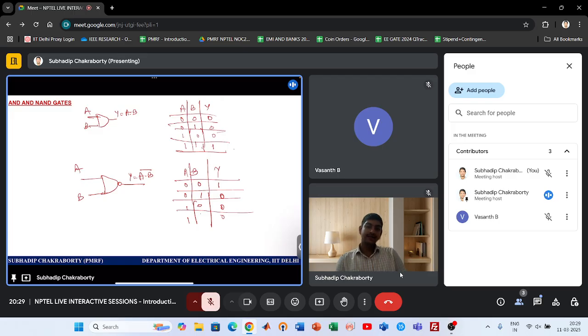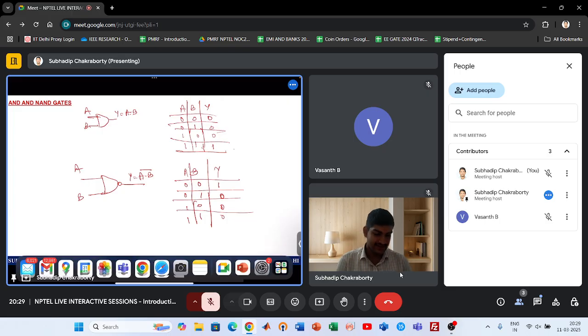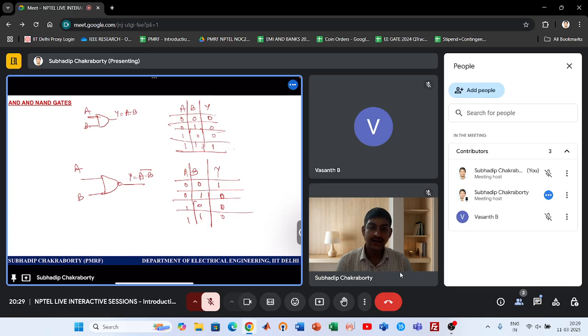So the NAND gate, as you can understand, becomes true only when both the inputs are false, unlike the AND gate. It is just the opposite of the AND gate. The NAND gate only gets a true output when both the inputs are false. I think you understand, right?